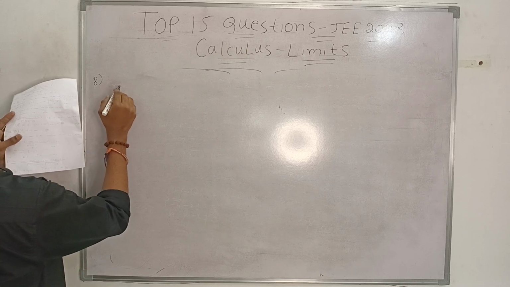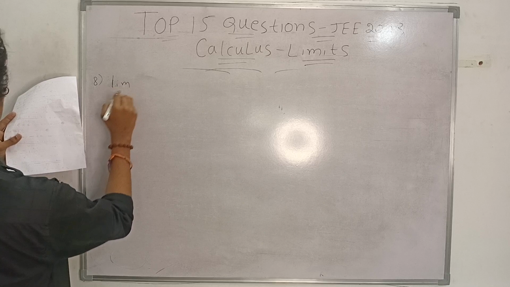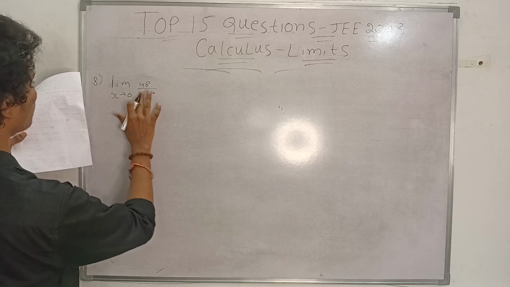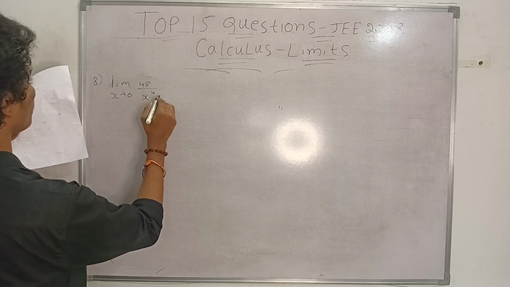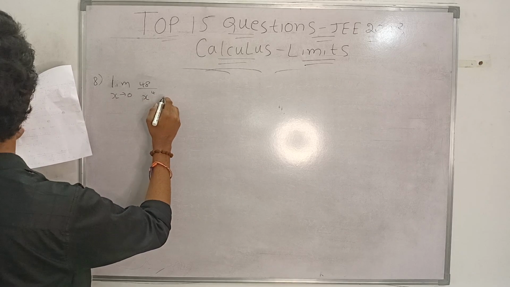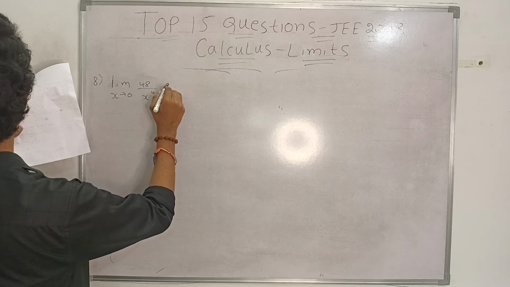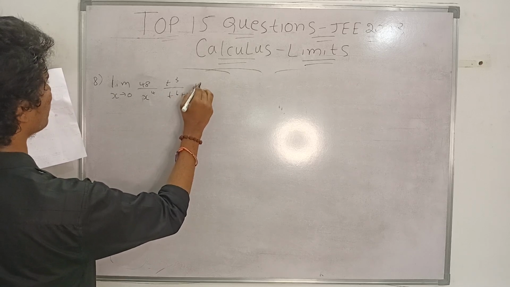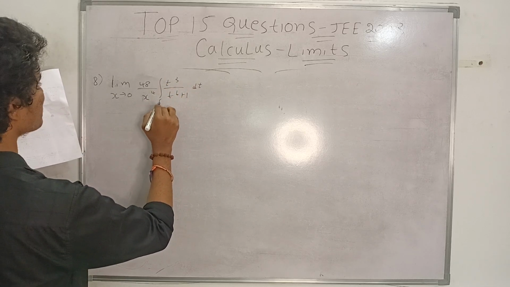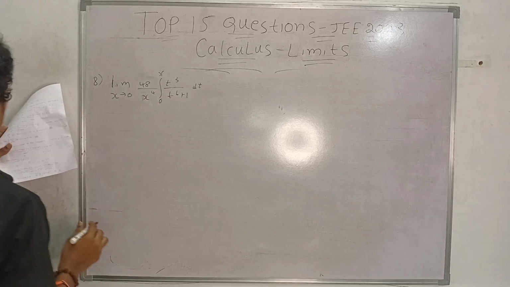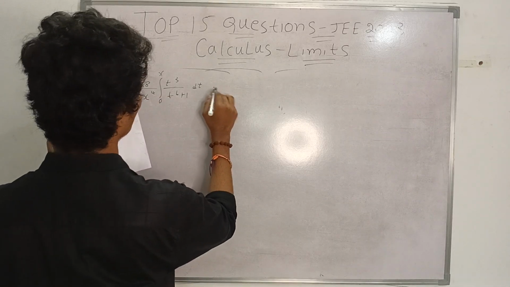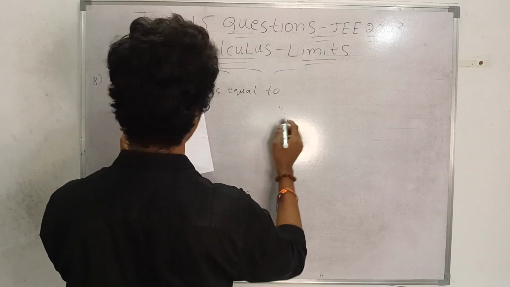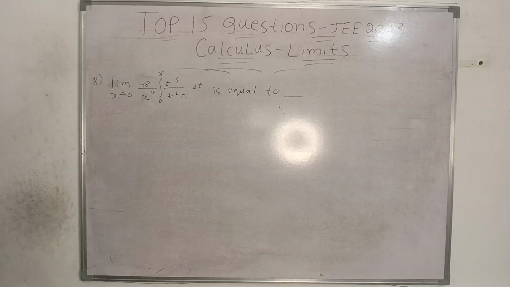Now let's solve 8th question. Limit x tending to 0, 48 divided by x power 4, integration from 0 to x of t cube divided by t power 6 plus 1 dt, is equal to. Up to now we have not solved any integer type question. Now it is time to solve the integer type question.